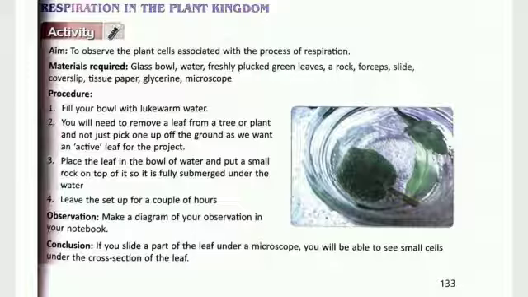Fill your bowl with lukewarm water. You will need to remove a leaf from a tree or plant and not just pick one off the ground, as we want an active leaf for the project. So we just have to pick one leaf. Place the leaf in the bowl of water and put a small rock on top of it, so it is fully submerged under the water. Leave the setup for a couple of hours.